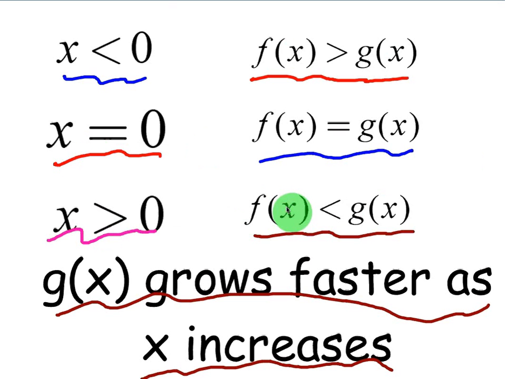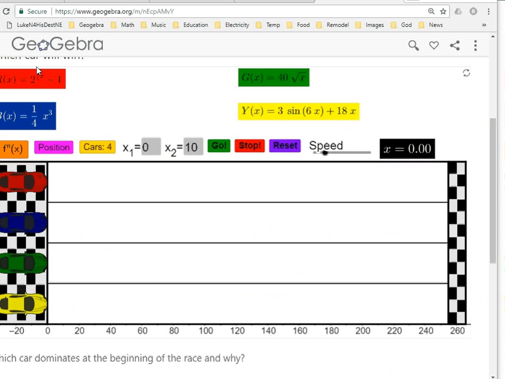So let's see if we can pull up that car race. All right, so I did some modifications to make it a closer race, but if you notice the red car, there's a variable in the exponent. The green car is a square root function. The blue car is a polynomial. The yellow car is a trig function, which we'll study later. So let's see which one wins.